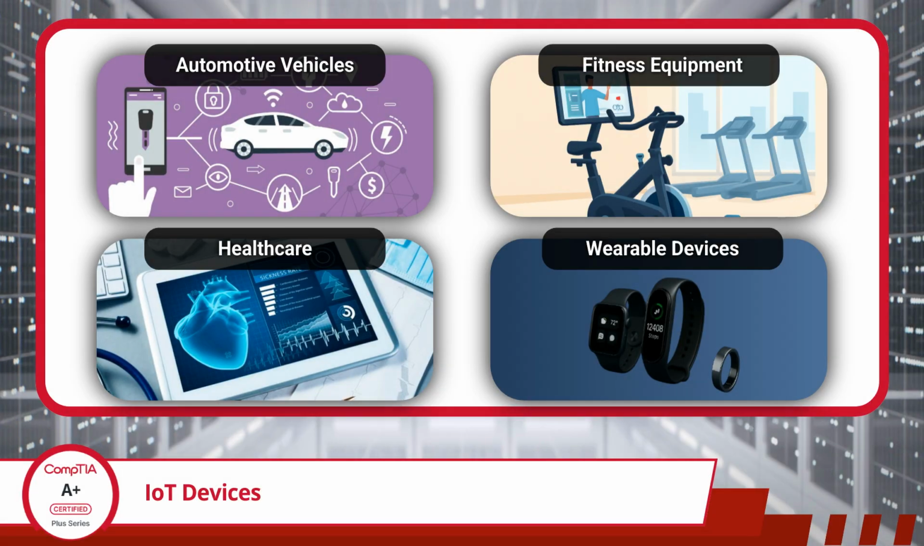IoT devices are also widely used in vehicles, where connected systems provide features such as navigation, diagnostics, maintenance alerts, and remote access capabilities. In healthcare, IoT-enabled medical devices allow for continuous monitoring and data sharing, supporting improved patient care and faster response times. Other common examples include fitness equipment and wearable devices like smartwatches and fitness trackers.